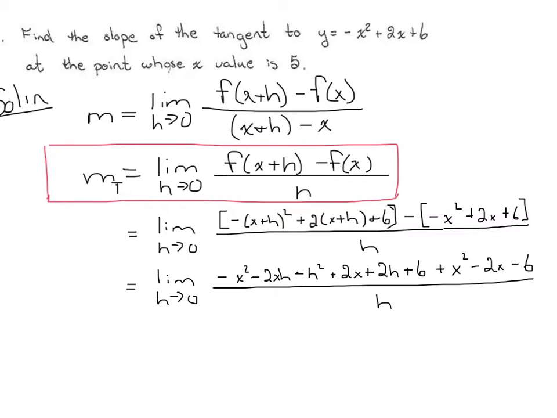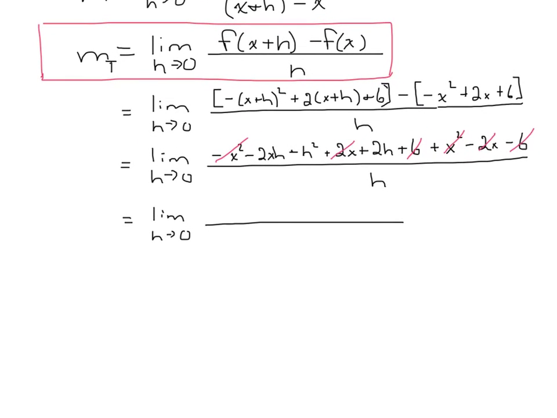Now the beauty of this, our x squareds will cancel each other out, our 2x's will cancel each other out, and our 6's also cancel each other out. Wow, and let's see what we're left with here. So we have the limit of h approaching 0. And what are we left with in that numerator? We have a negative 2xh, a negative h squared, we have positive 2h, and that's all over h. A lot of h's there.